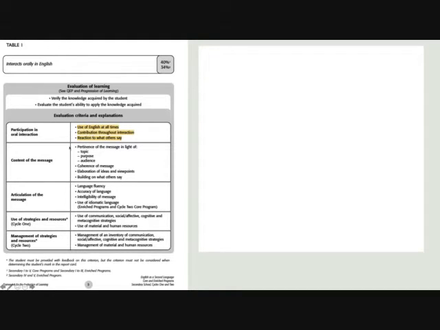Are they using English at all times? The content of the message: are they on topic? And articulation of the message: can we understand what they're saying? Those are the 3 things we're looking for when they are speaking in English and listening to their partners and responding.